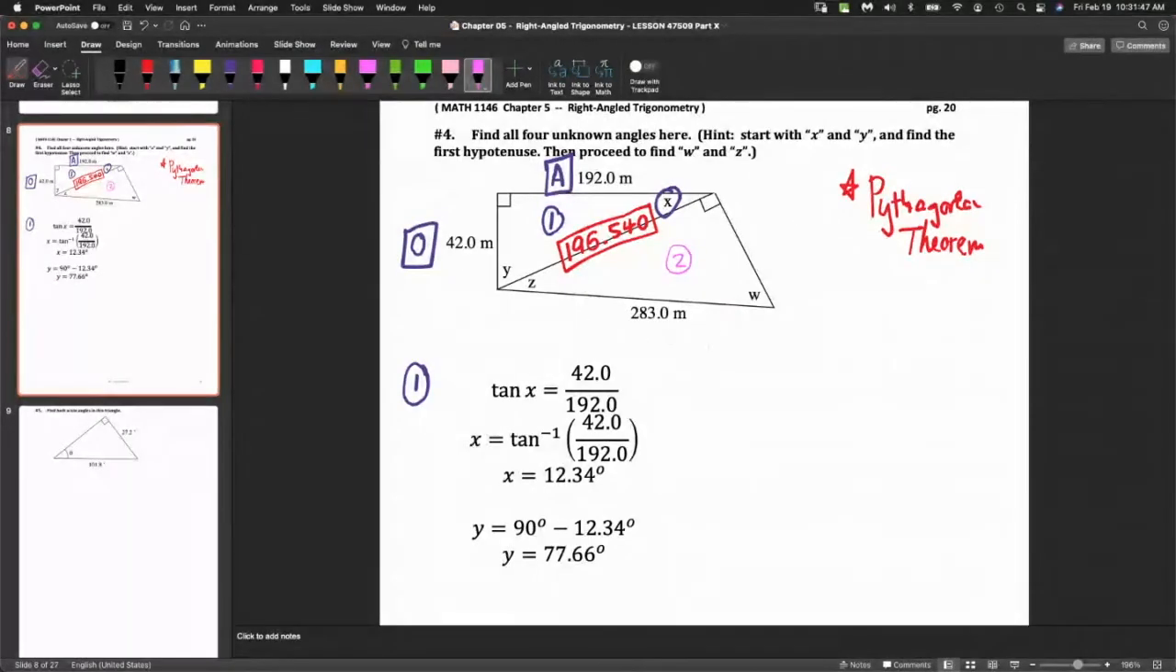I'm gonna say that. Okay, you tell me, what do you want to get? You want to get Z or W? Pick one of those. I don't care which one you pick. Shouldn't matter, right? Okay, we're gonna get Z.